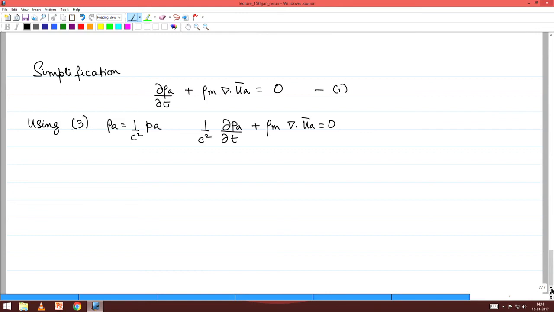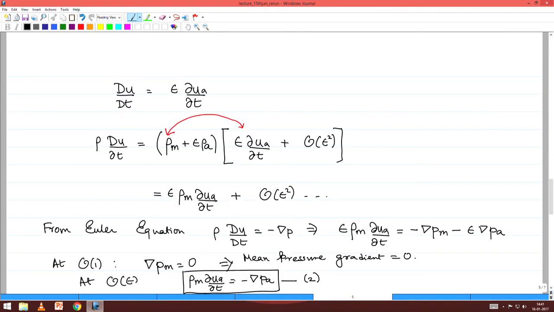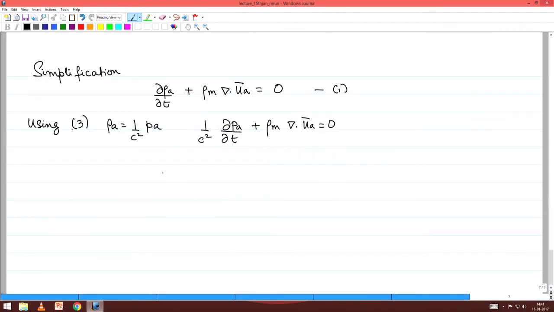And similarly, if we now look at equation 2, what we get was this. So, this equation 2 I will rewrite again, which gives me rho m del u a del t is equal to minus del P a. Okay. So, this equation I will take divergence of. So, taking divergence of this equation.